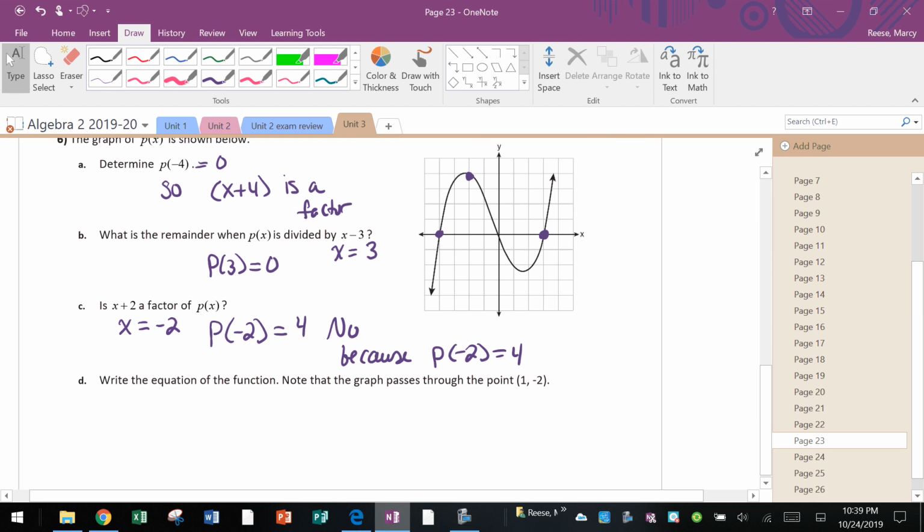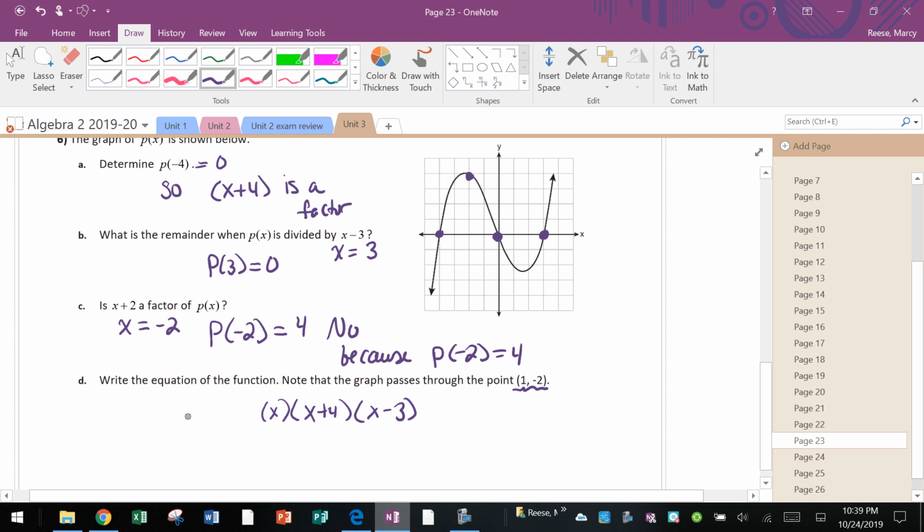So I have to write the equation of the function. And oh, wait a minute, they gave me this note that the graph passes through this point. I can tell, because I've done this enough times the last couple days, that I have 3 roots. They all cross. So I've got x as one of mine, because it crosses at 0. I've got x plus 4, and I get x minus 3, because negative 4 and positive 3 are the other roots.